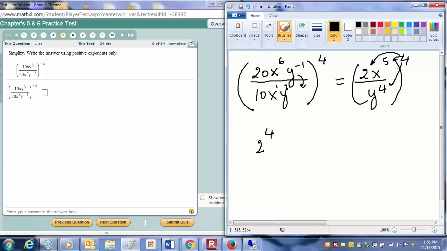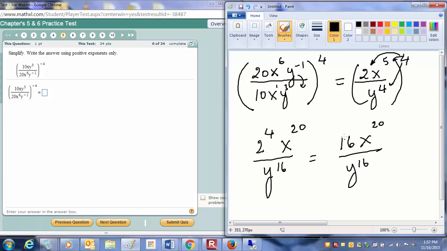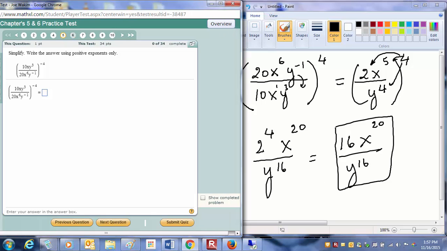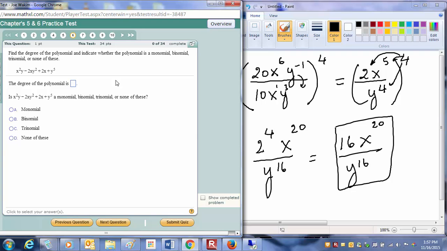X to the power, multiply 5 times 4, that would be 20. And then 4 times 4 would be 16. And if you multiply 2 by itself 4 times, 2 times 2 is 4, 4 times 2 is 8, and 8 times 2 is 16. X to the power 20 and y to the power 16 would be the final answer. It cannot be simplified anymore.